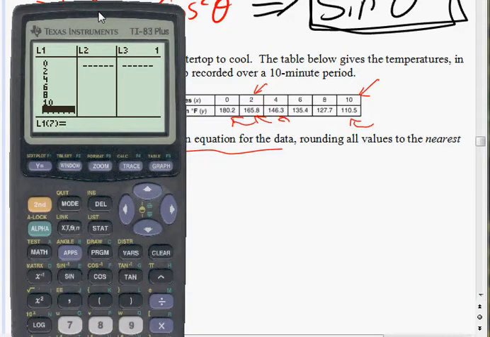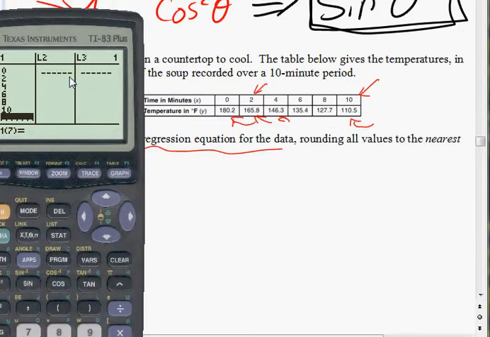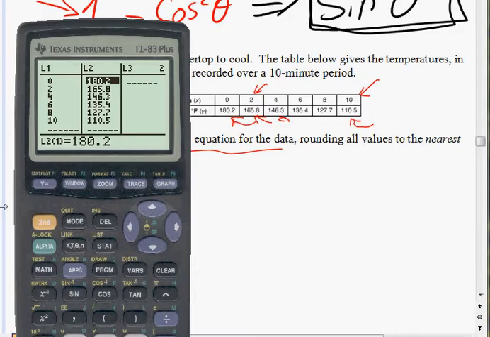And in L2, you're going to put in all the data in terms of temperature. 180.2, right? 165.8, right? And let me fast forward this a little bit. Right, and there you have it. All the data is inputted into the calculator. Again, I press STAT and Edit for this information. Now that we have all the information here, we can click on STAT again.